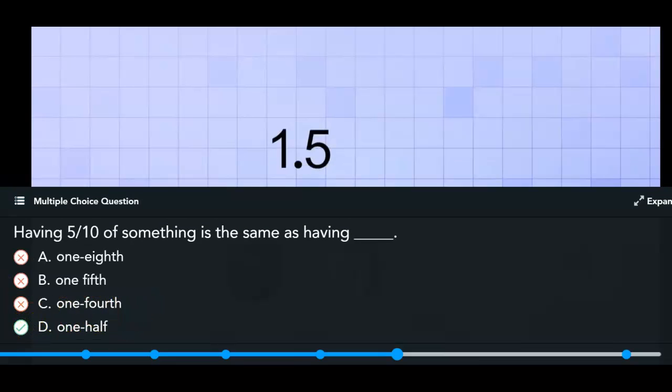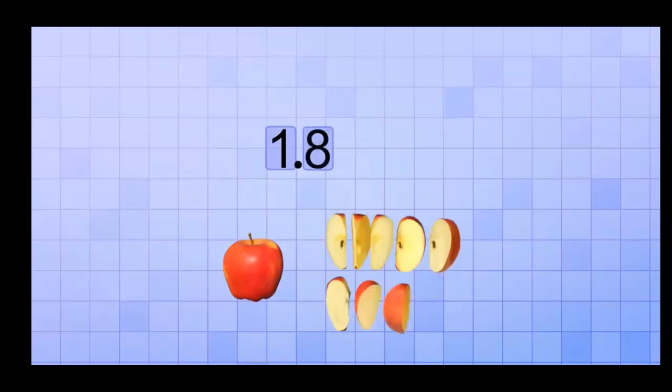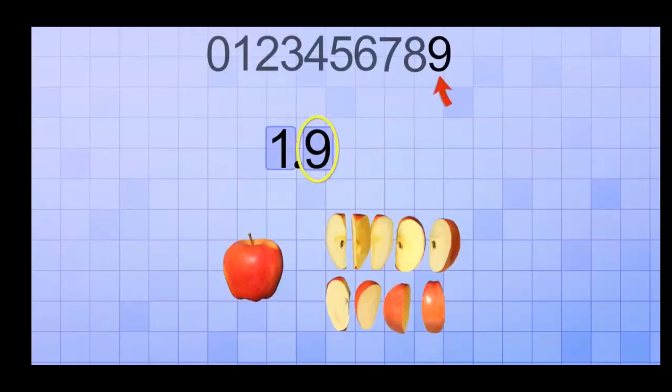Yeah, 1/2. Anyway, back to counting. 6/10, 7, 8, and 9/10. Now we have one whole apple and also 9/10 of an apple. But our tenths place is maxed out with the digit 9. That's as high as it can count. So what do you think will happen if we add one more tenth?